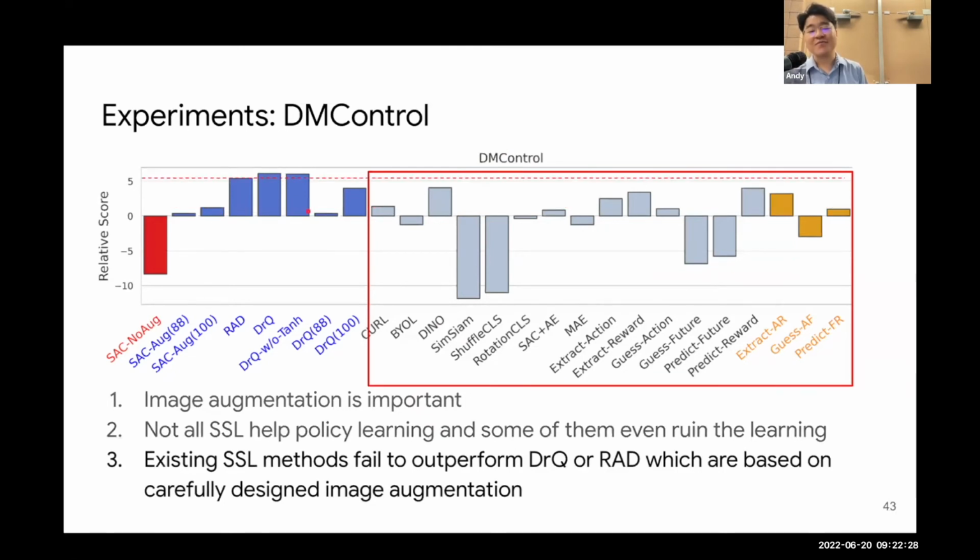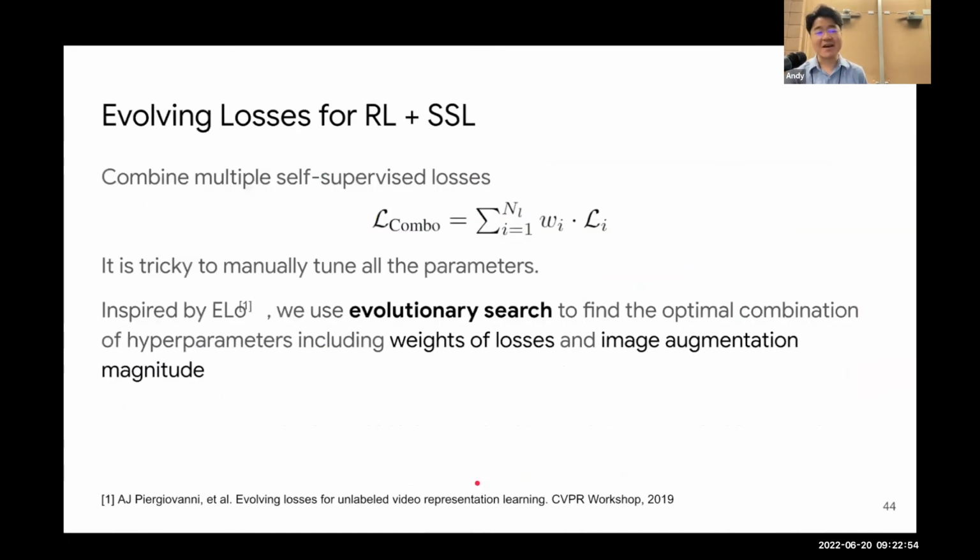And also, if we carefully hand-tune image augmentation parameters, we find that they actually perform better than any of the single self-supervised losses. They actually perform better than a combination of multiple self-supervised losses. So this is actually showing that existing computer vision-based self-supervised losses fail to outperform carefully designed image augmentation, meaning that they are not really compatible.